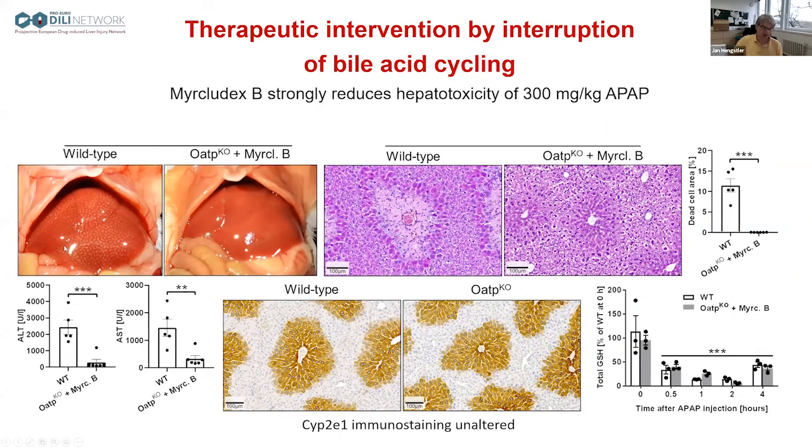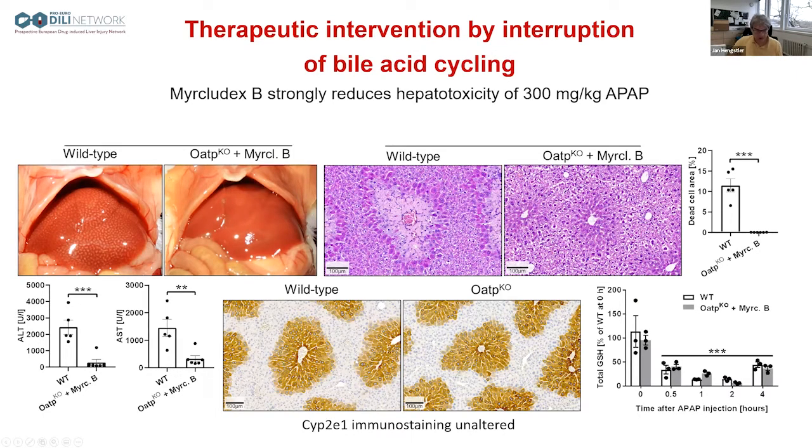And this is the situation after paracetamol intoxication in the wild-type mice with these dots, which represent placental necrosis, and already macroscopically, the situation in the OATP knockout plus Mercudex-B mice is quite different. Also in the histology and after quantification, we see that the dead cell area is strongly decreased. Also, the increase in liver enzymes is drastically reduced.